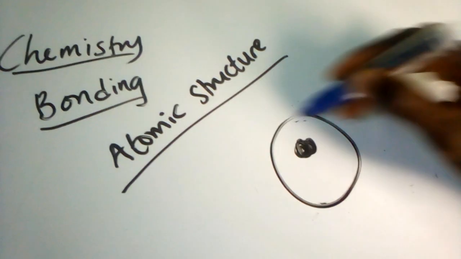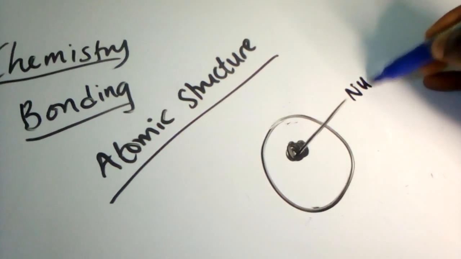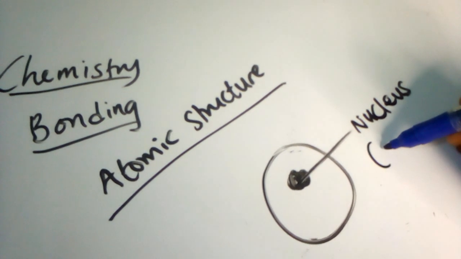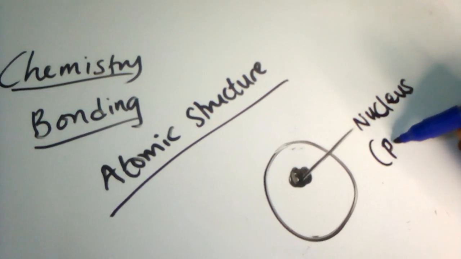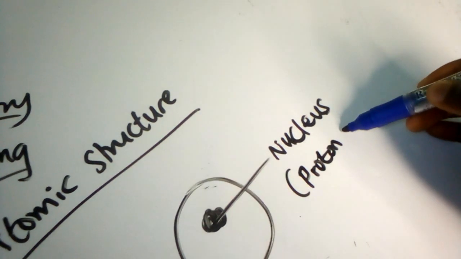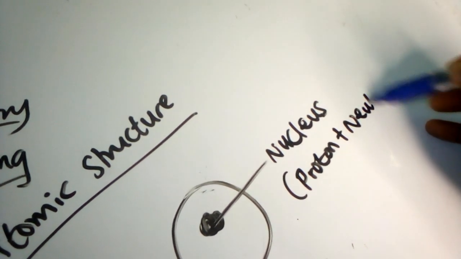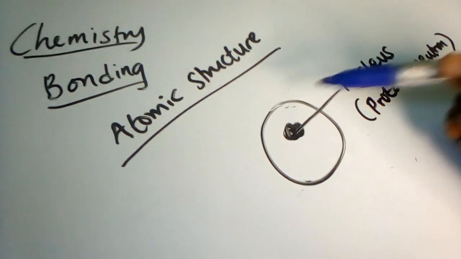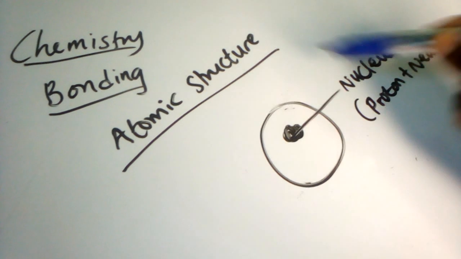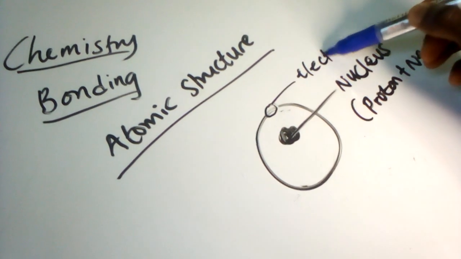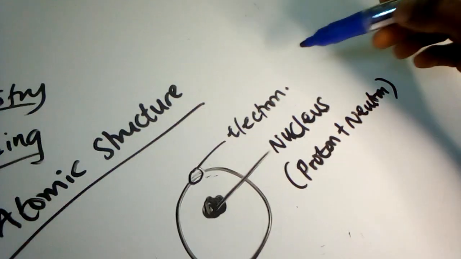Okay, so now this is the nucleus, and the nucleus is the center consisting of two particles that are smaller than even atom itself, and that is proton with neutron. So having this, there is a third particle which moves around the nucleus. So that will be electrons. Electron.